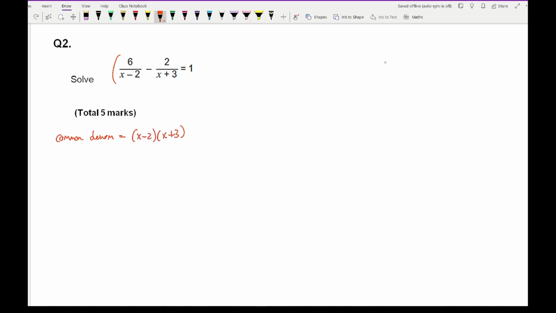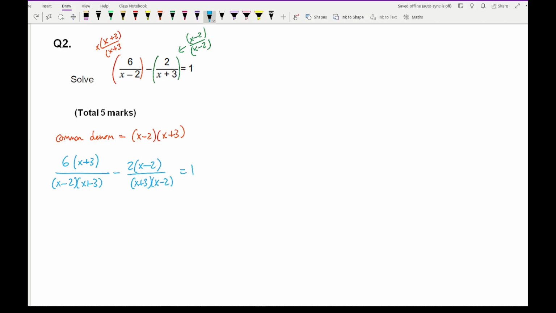So what I need to do is I need to multiply this fraction by x plus 3 over x plus 3, and I'm going to multiply this fraction here by x minus 2 over x minus 2. And again, it's worth just using brackets. So doing that calculation, my next line is going to look like 6 and then x plus 3 all over x minus 2 x plus 3 minus 2 lots of x minus 2 over x plus 3 x minus 2, and that all equals 1.